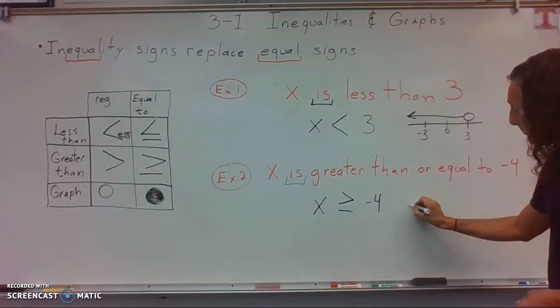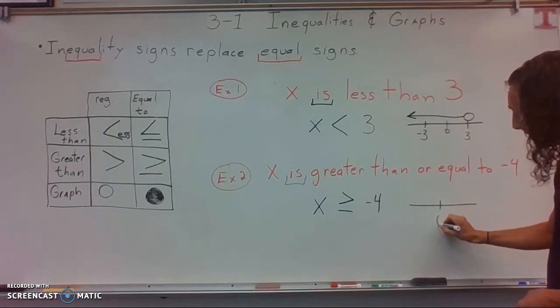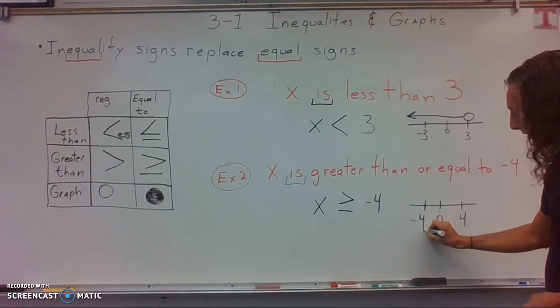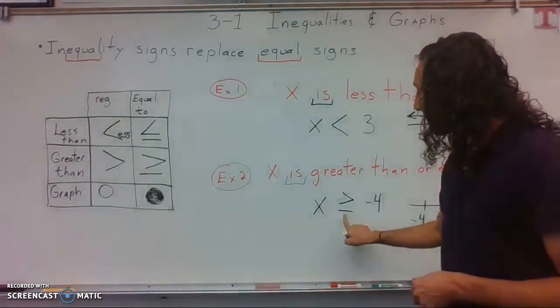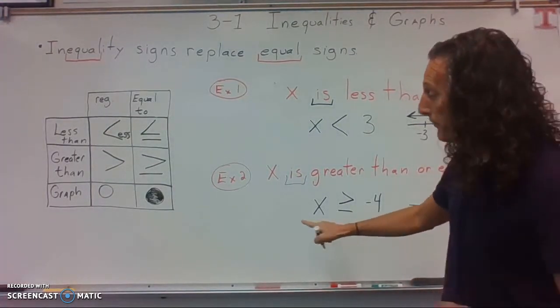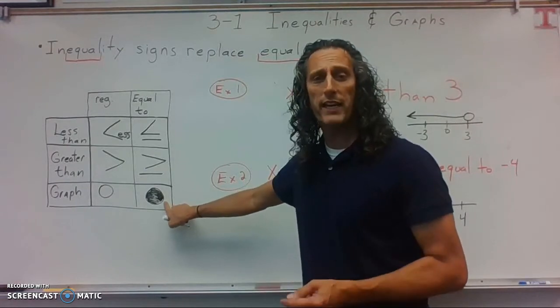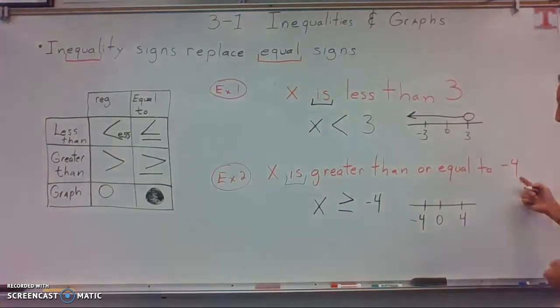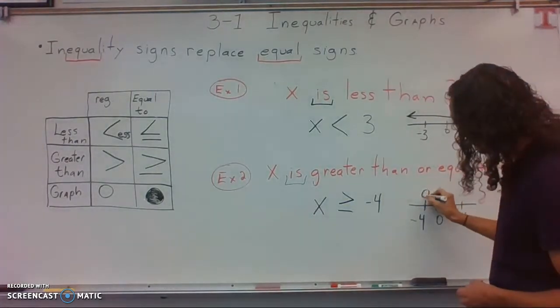Again, nice simple graph. If you don't have one, there's 4, there's negative 4. Now this one though has the equal to. And if you look, that's a closed dot. So again, put the dot right above whatever your answer is. So it said negative 4. Put the dot above negative 4.